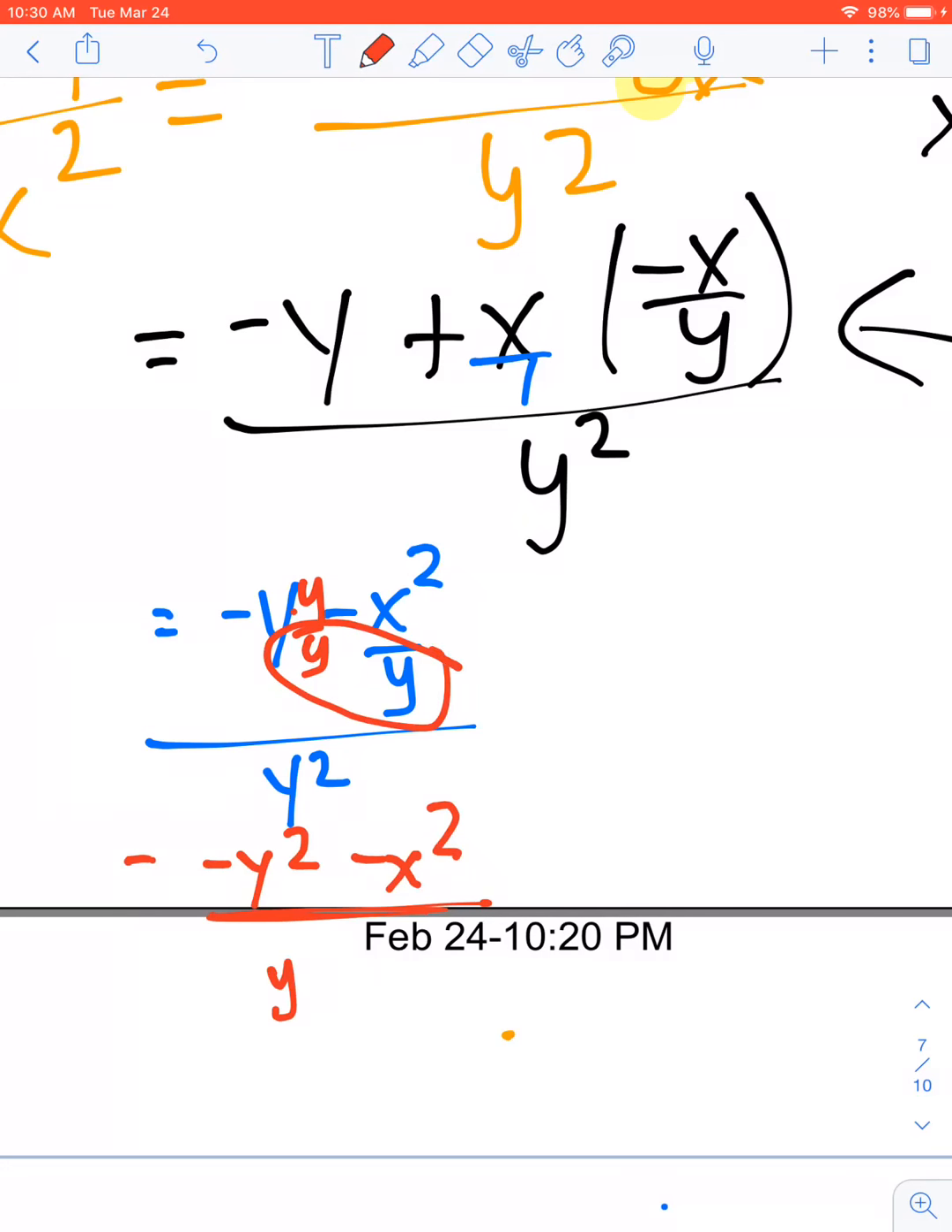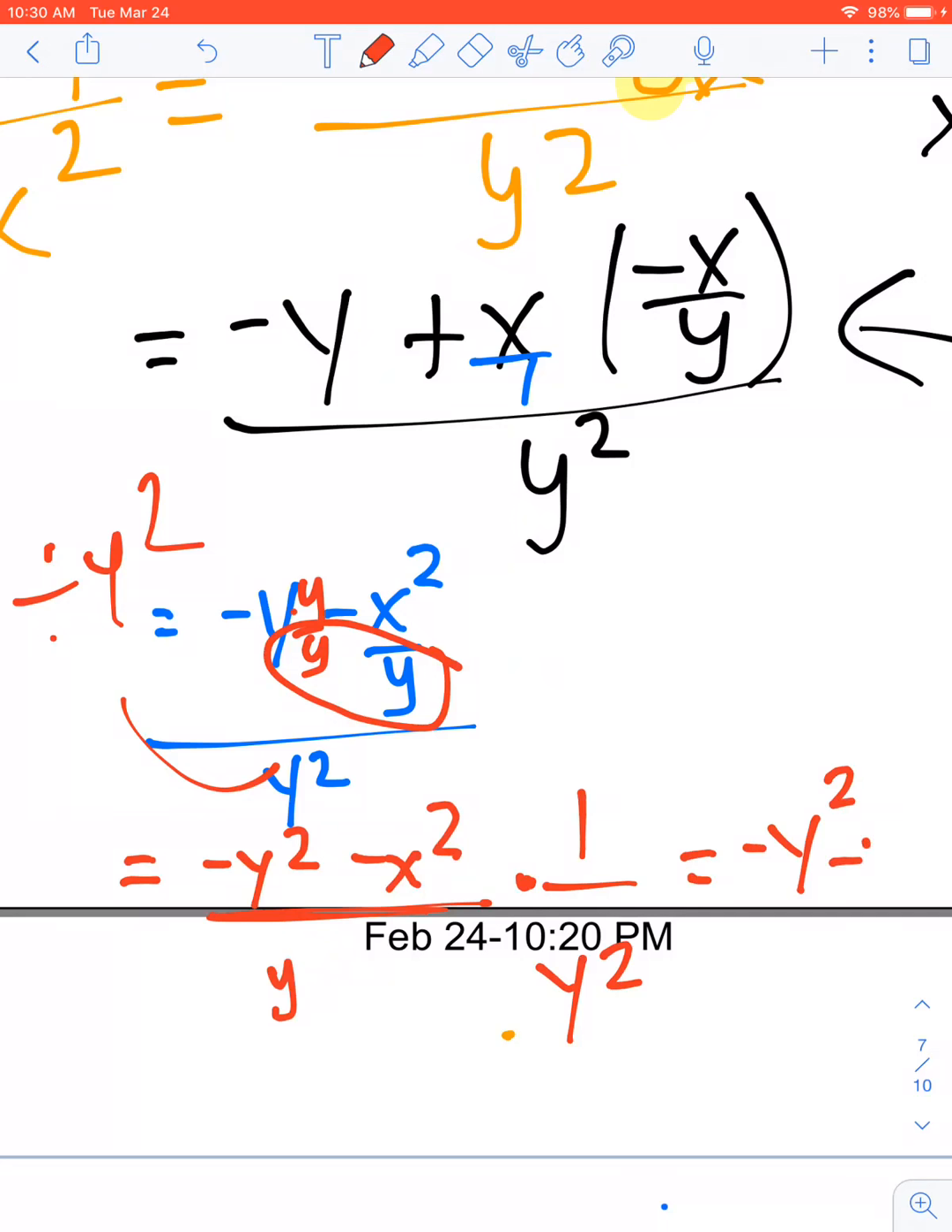All right, math therapy, I have negative y squared minus x squared over y. Now divided by y squared, which is the same as multiplying by 1 over y squared. So the final answer is negative y squared minus x squared all over y to the third. Now, I am letting you know that this is full credit for Nap.